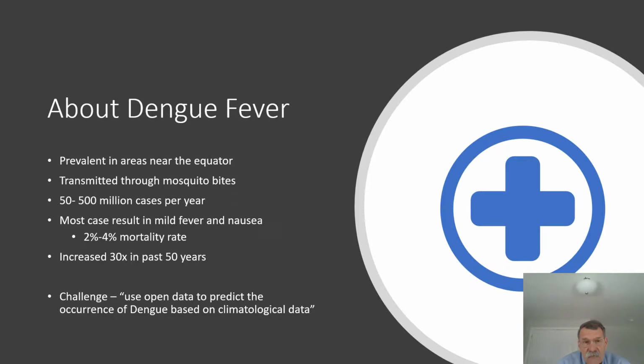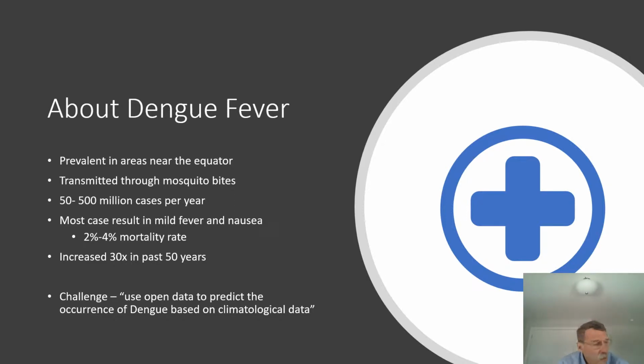Discussion about dengue fever and why it's an area of study. It's prevalent in most countries that are at or near the equator. It's transmitted through mosquito bites, and there's actually two types of mosquitoes that transmit the disease.